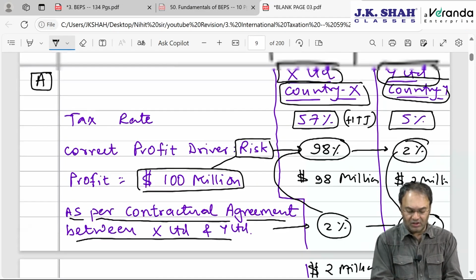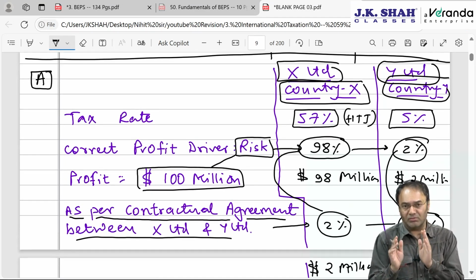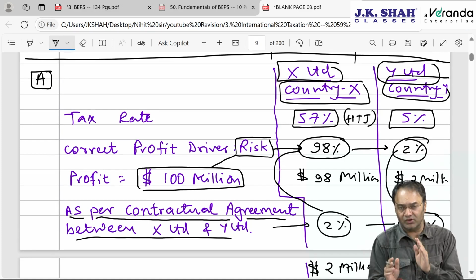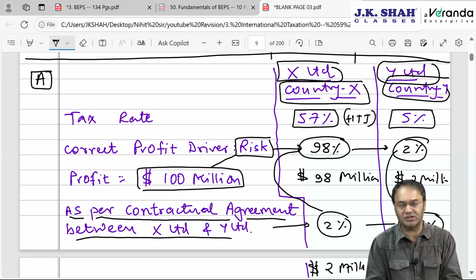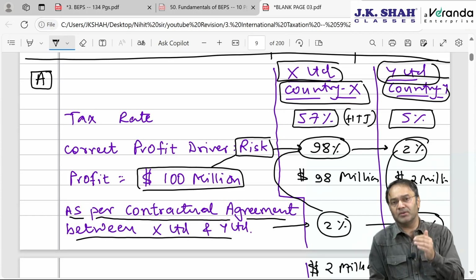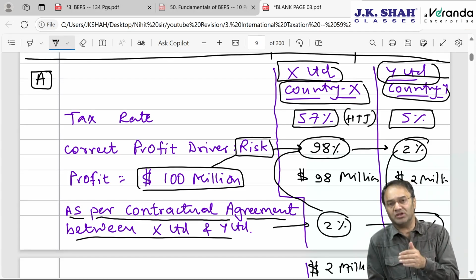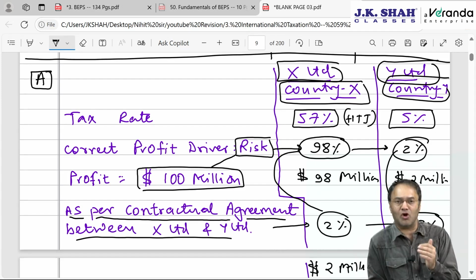This is one way: multinational enterprises continue with the same profit level indicator, same profit driver, that is risk in this example, but risk borne, who's bearing how much risk, can very easily be manipulated in books of accounts or on paper. Instead of saying in books of accounts or on paper, we will say as per contractual agreement between the two.